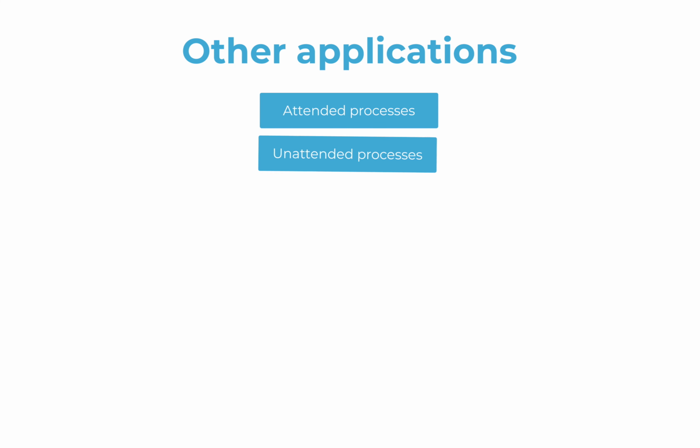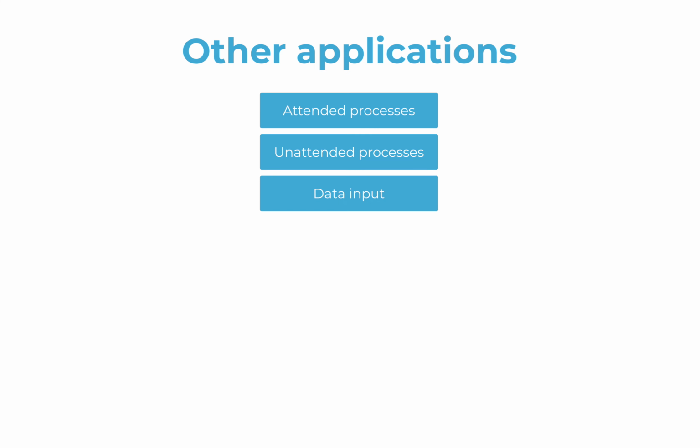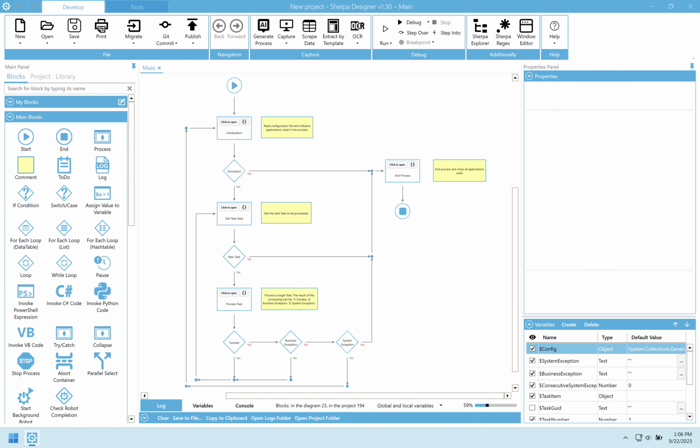While the Sherpa Enterprise Framework is typically used for queue-based unattended automations, it is suitable for a variety of scenarios: attended and unattended business processes, input data from a queue of Orchestrator or other sources, for example, Excel and email, and linear processes. Let's get back to the main topic of this video.